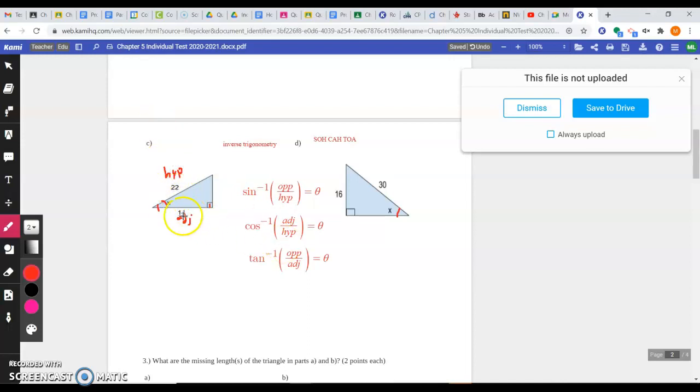Well, adjacent and hypotenuse, looking for an angle, that tells me cosine inverse. I can do the cosine inverse, plugging in adjacent divided by hypotenuse, and I can get my missing angle. A little bit different for D, but the same kind of thing exists. X is across from 16. That means that's the opposite side. 30 is the hypotenuse. It tells you which one to use: opposite and hypotenuse.